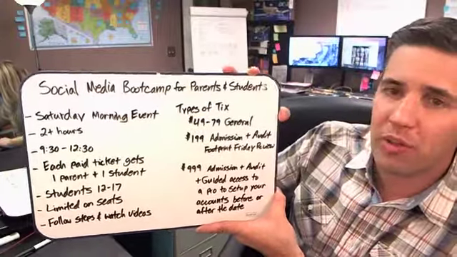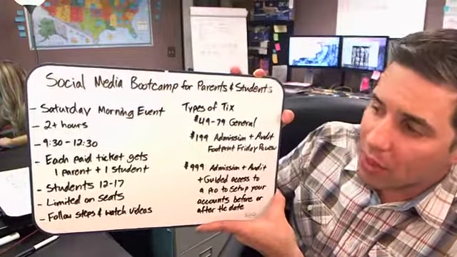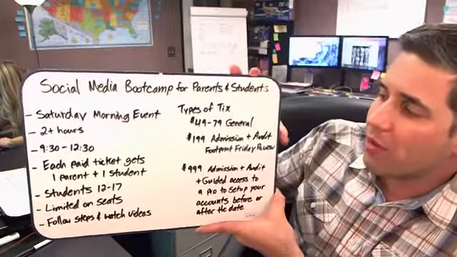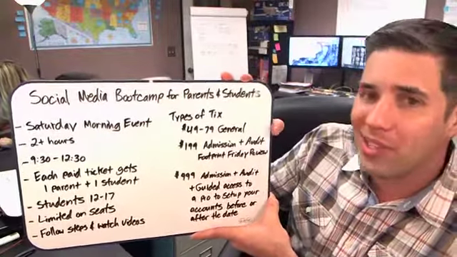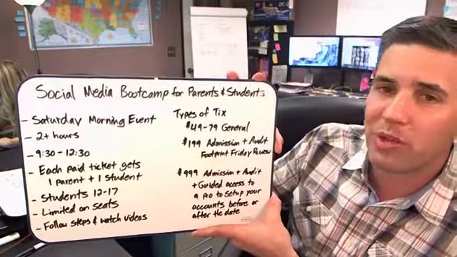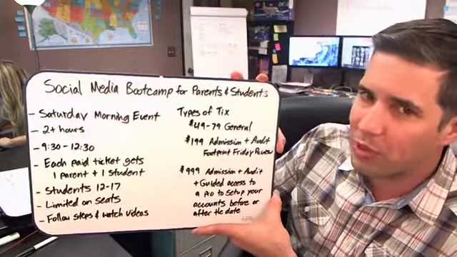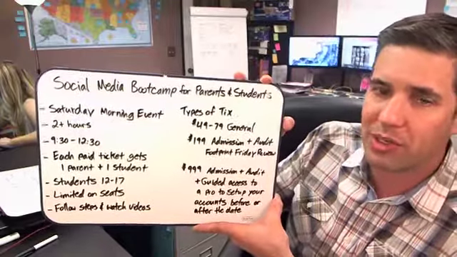Now, that gives you general admission to the morning. That's 9:30 a.m. to 12:30. Now, if you buy a $199 admission, that gives you an audit plus admission to the day. What's an audit? Well, it's where you sign up for Footprint Friday, which I hope you'll do anyways, even if you get general admission because it's free.